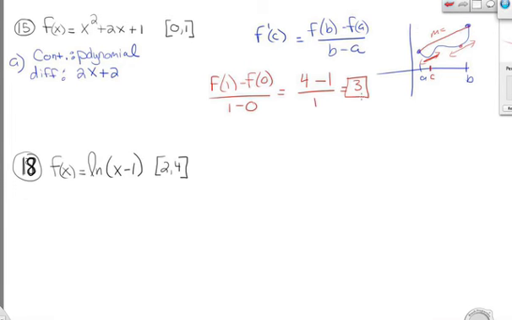So now the question is asking, find the value c where the derivative evaluated at c is also going to equal 3. In other words, we want the slopes to be the same. I already found the derivative. So now the question is, what value of x will also give me a slope of 3? I just need to plug in 3 for my slope and solve. So I subtract 2, that gives me 1 equals 2x. So I get a value of x equals 1/2.